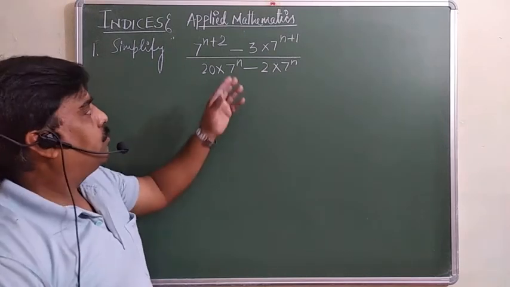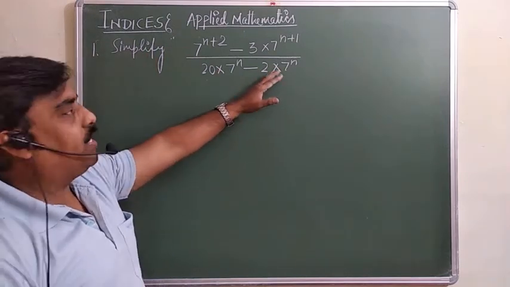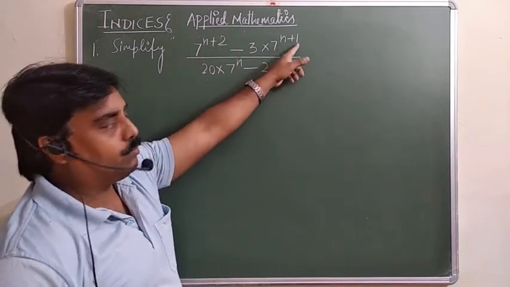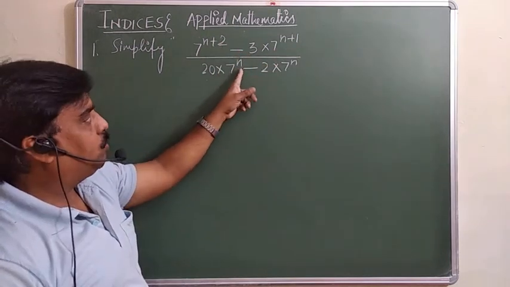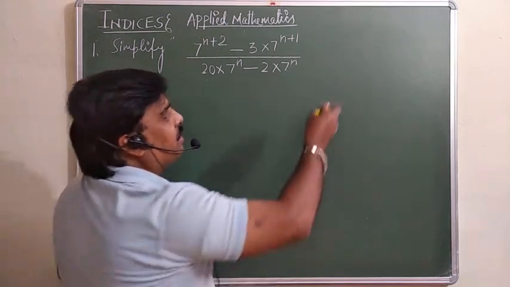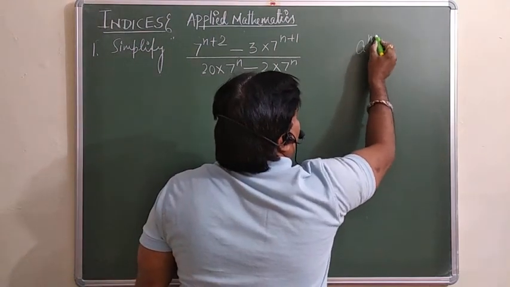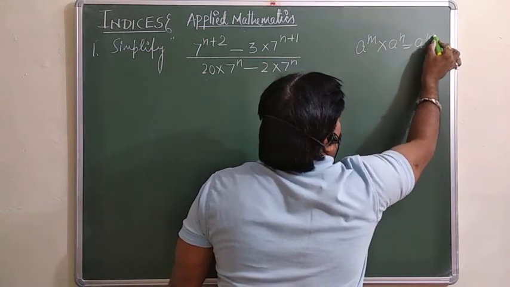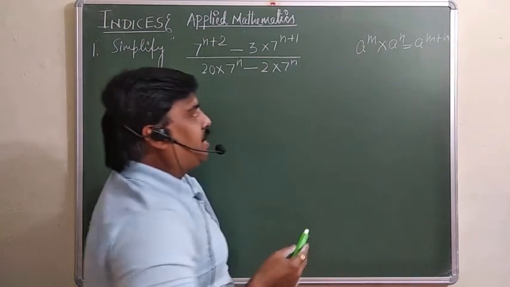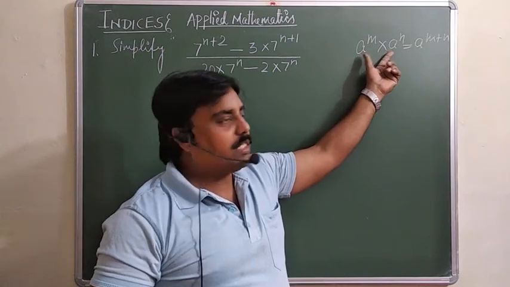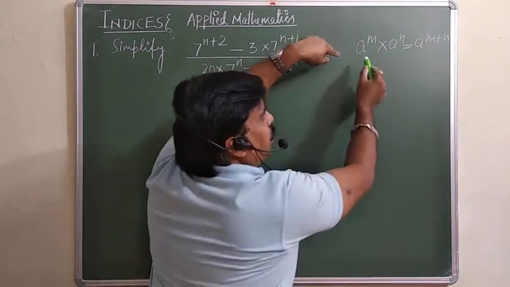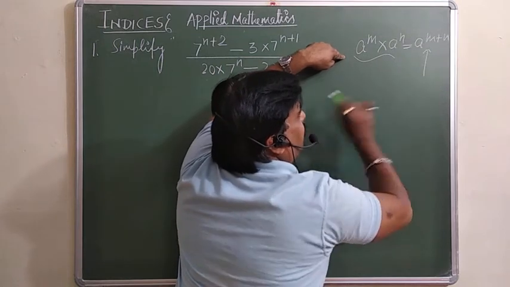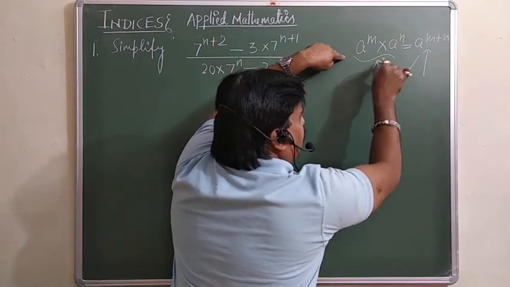Now the question we are taking: simplify 7 raised to power n plus 2 minus 3 into 7 raised to power n plus 1, whole over 20 into 7 raised to power n minus 2 into 7 raised to power n. Look at here. If a raised to power m into a raised to power n is there, that can be written as a raised to power m plus n. Means if the bases are the same, we can add the exponents. So this can also be written in this form.